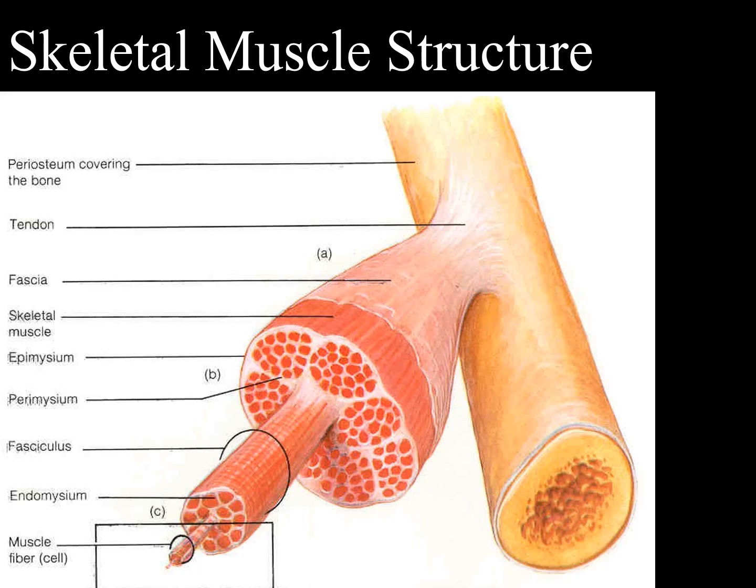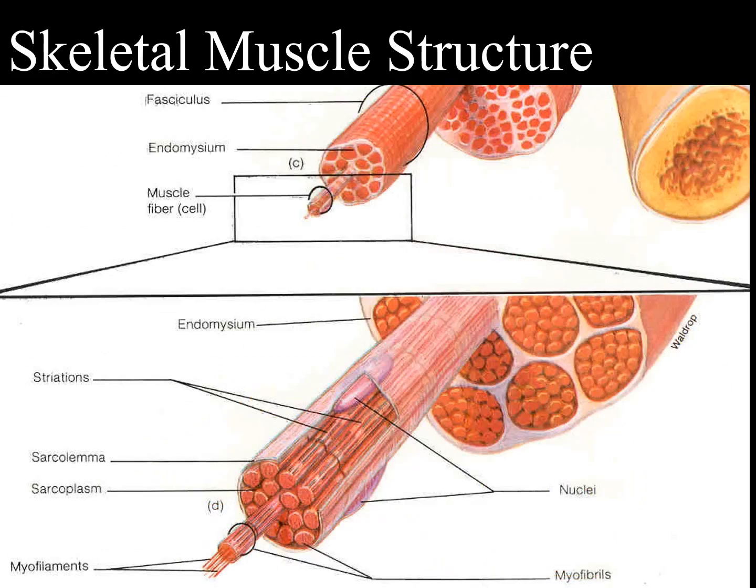Now, if we look at the muscle itself, we have these fasciculi, which are bundles of individual muscle cells or muscle fibers. Here is a single muscle cell, or muscle fiber. It means the same thing. Now we're going to zoom in on that.